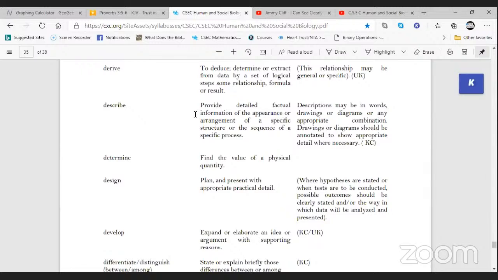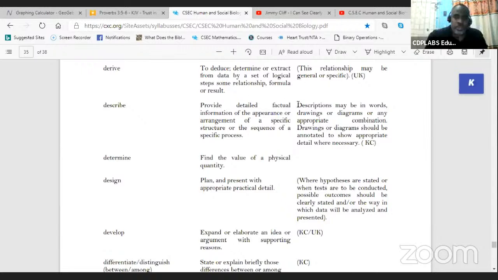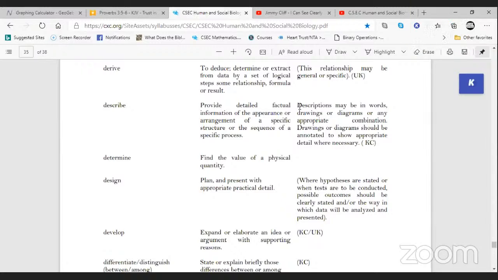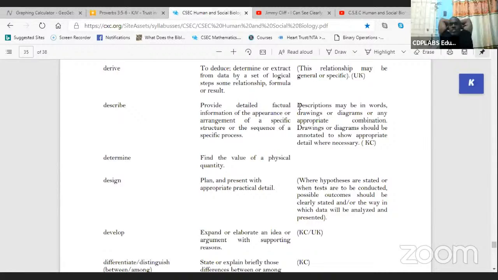Sir, yeah, go ahead. Can you read the part? That's a description right here. Descriptions may be in words, drawings, or diagrams, or any appropriate combination. Drawings or diagrams should be annotated to show appropriate detail where necessary. Excellent. Thank you very much. Just the word annotated, come back again.